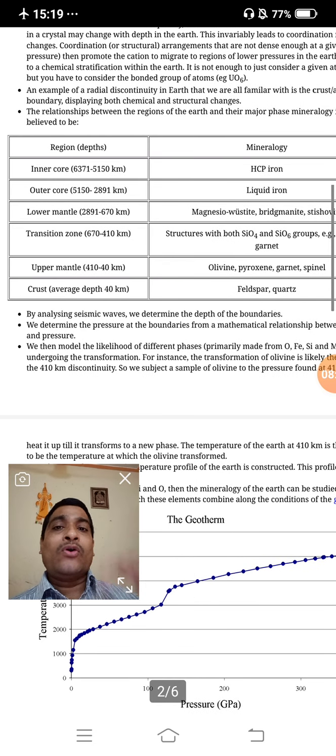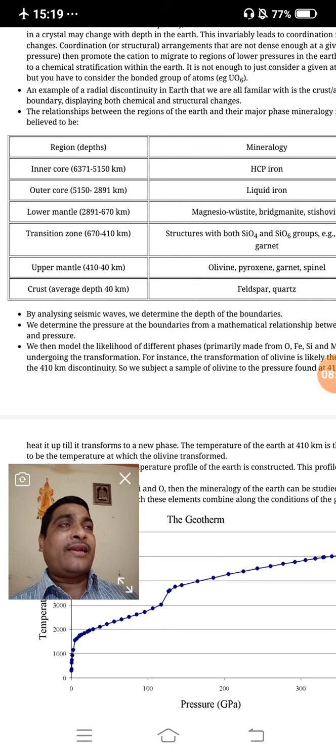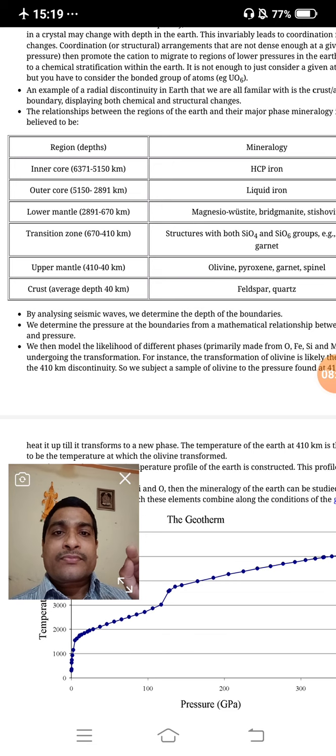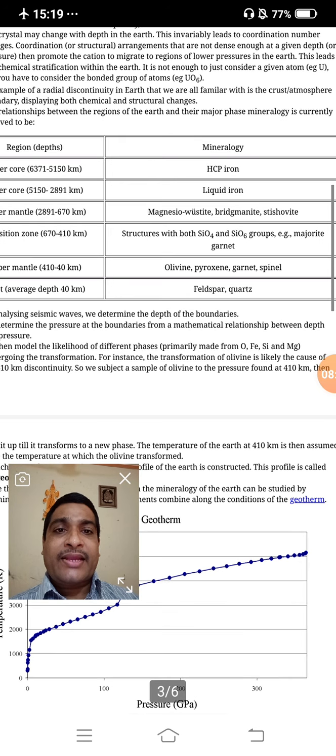And another is the lower mantle. The lower mantle starts at 670 km and goes up to 2891 km, approximately 2900 km. This lower mantle is mostly made up of magnesiowustite, bridgmanite and stishovite minerals.